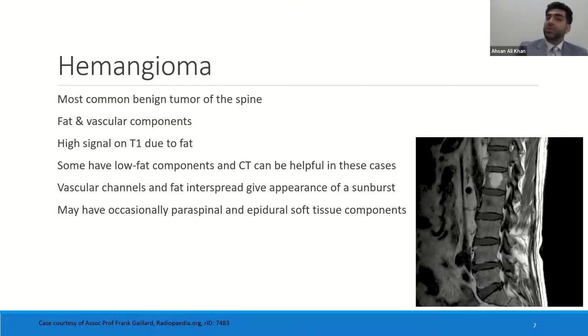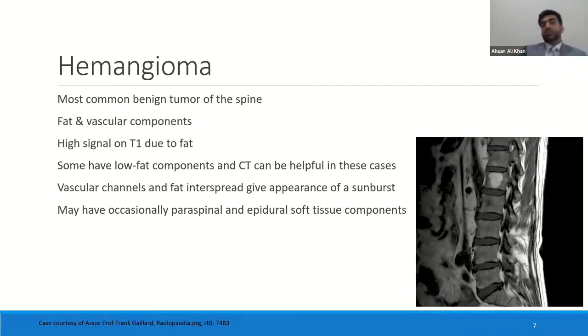Like I mentioned before, we have to have this multimodal understanding of spine imaging in the oncologic workup. It's not only one type of scan or one kind of image; we have to complement different scans to get the final diagnosis when there is some kind of question or dilemma in the diagnosis. So they have vascular channels and interspersed fat, and some have a low fat component, and for those low fat components, the CT will play an important role.